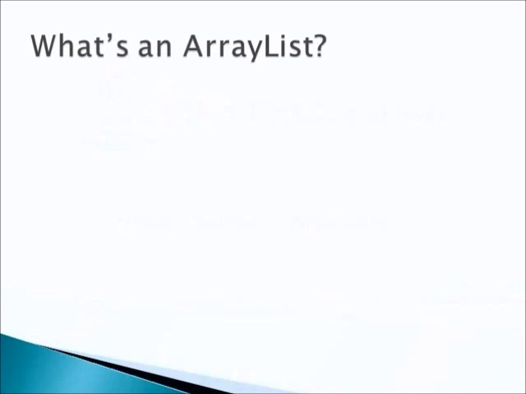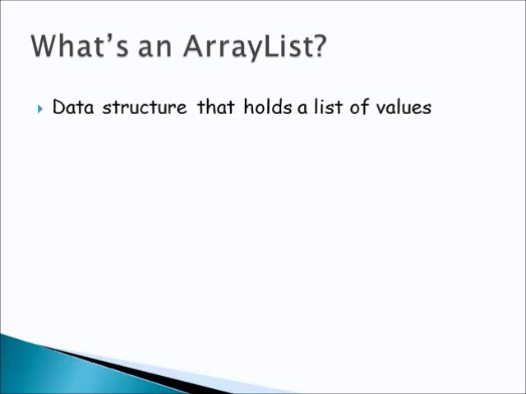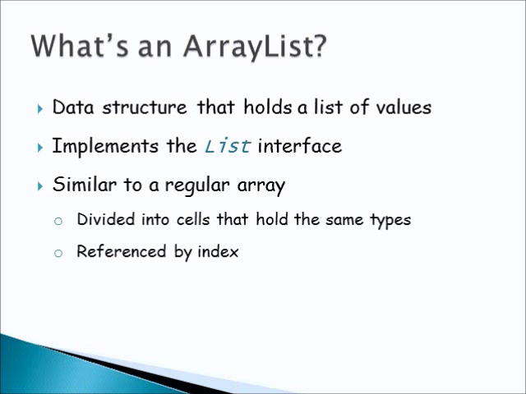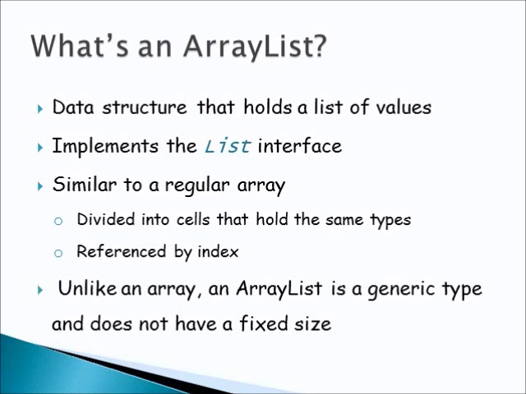Now, some of you may be wondering, what exactly is an ArrayList? Well, an ArrayList is a data structure that holds a list of values. It implements the list interface, and it's similar to a regular array in that it's divided into cells that hold the same types and is referenced by index. But unlike a regular array, an ArrayList is a generic type and does not have a fixed size.